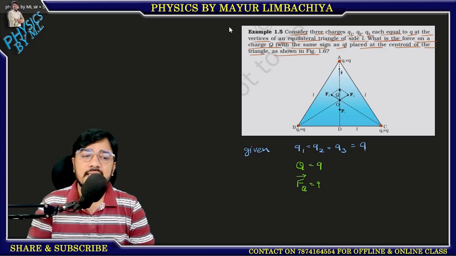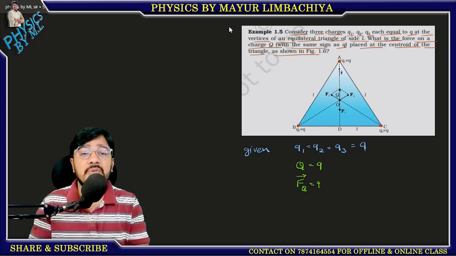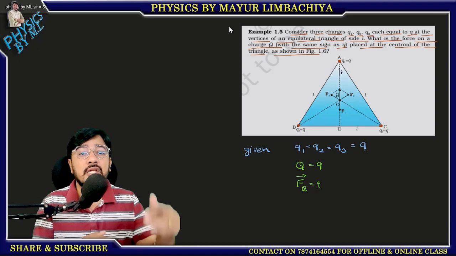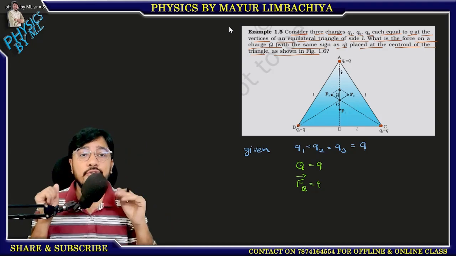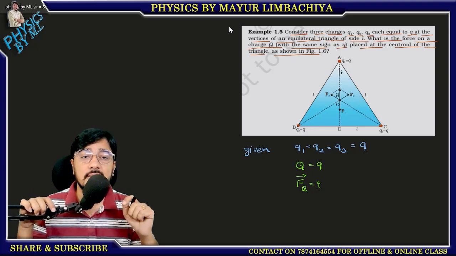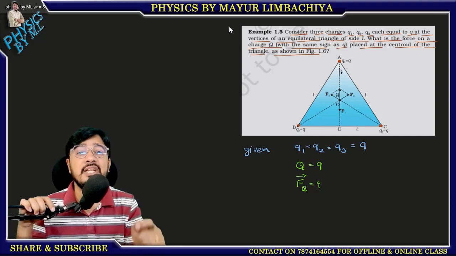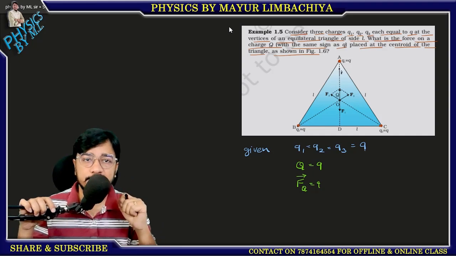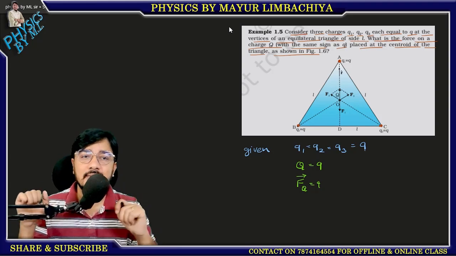So dear students, here in this case, if we have to find out the net force on the capital Q, we have to find out first the force between Q1 and Q, then Q2 and Q, and then Q3 and Q. So we have to find out the individual forces, and then we have to do the summation, and that summation will be done by the superposition theorem. So with the help of the superposition theorem, we can solve this problem.